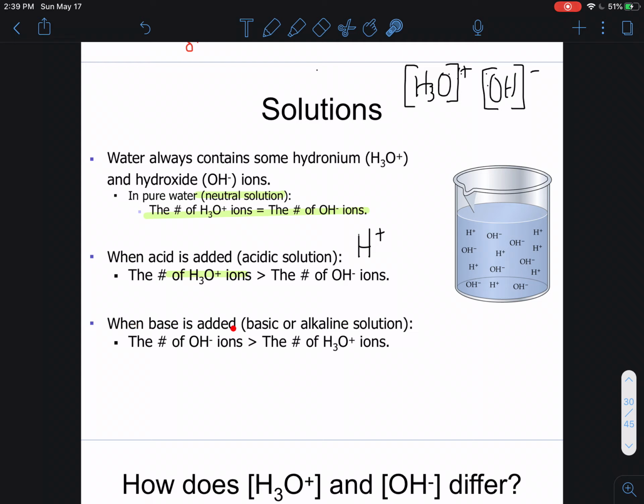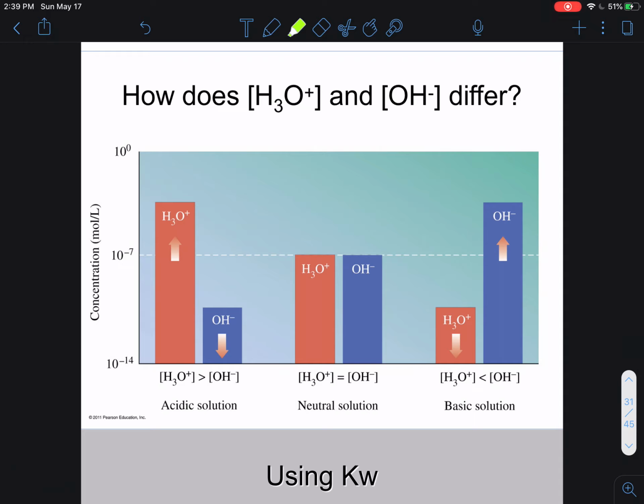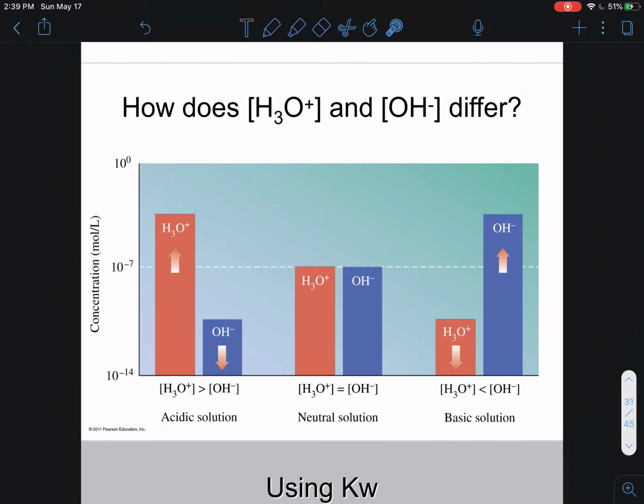And likewise, when we add a base, remember specifically Arrhenius bases, right? Those generate OH minus, all right? So when we add bases to a solution, the number of hydroxide ions is going to be greater than that of the hydronium ions, and that's what makes the solution basic. So how does the concentration of H3O plus and the concentration of OH minus differ in terms of acidic, neutral, and basic solutions? This is essentially what I just said earlier.